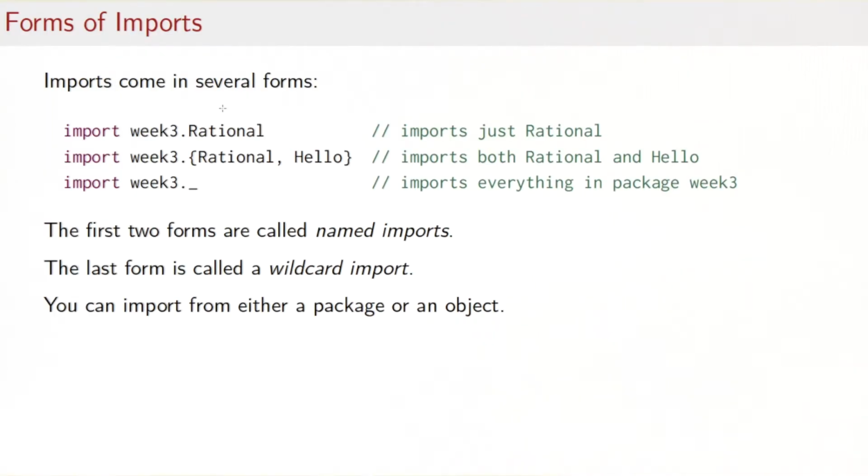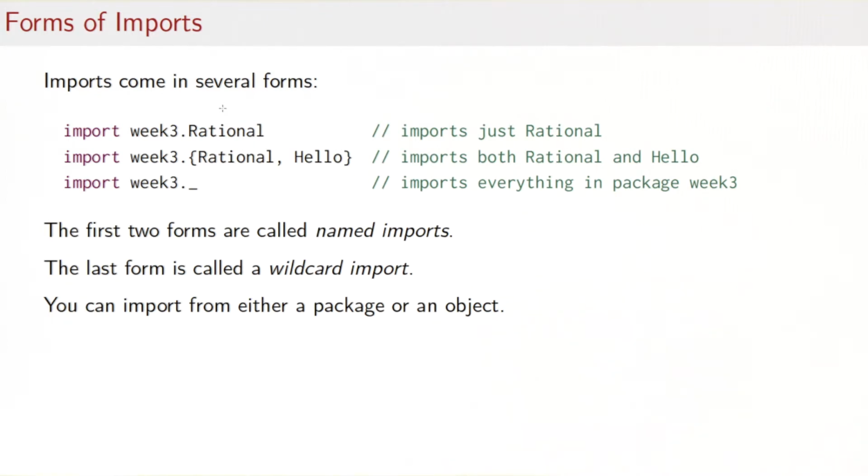There's also a third form of import, which you see here in the second line, where you can import several names from the same package. So the form import week3.{Rational, Hello} would import both Rational and Hello from the week3 package. The first two forms here are called named imports, and the last form is called a wildcard import. And another thing to say is that we've seen we can import from packages, but you could in fact import from any object, any expression that gives you an object, and you would simply import all the members of that object.